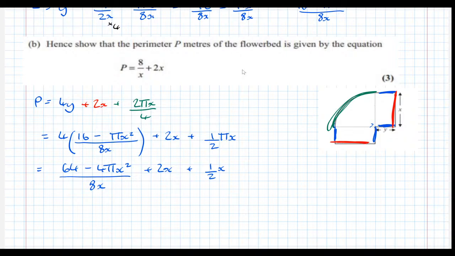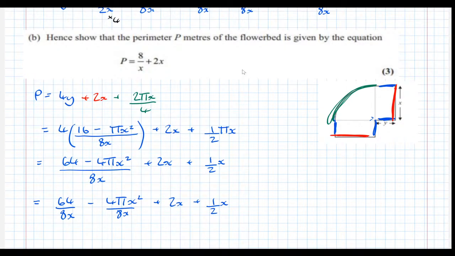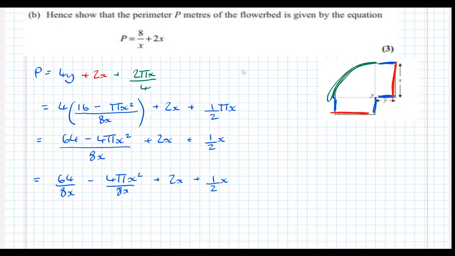So 64 over 8x. Do it step by step. Minus 4 pi x squared over 8x. Plus 2x. Plus 1/2 x. Don't forget the pi there. Almost forgot to write the pi.